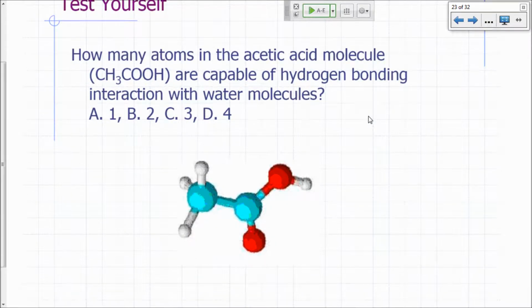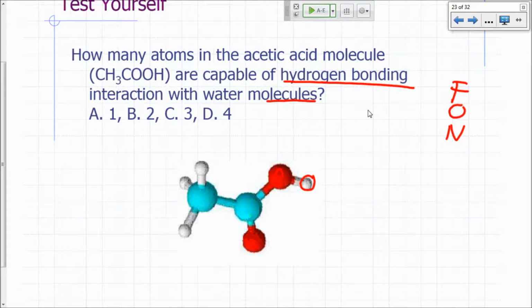Let's look at this question right here. How many atoms in the acetic acid molecules shown here are capable of hydrogen bonding interaction with water molecules? If there was a water molecule nearby, what type of atom is capable of hydrogen bonding interaction? A hydrogen that's attached to fluorine, oxygen, or nitrogen. Do you have any hydrogens here that's attached to fluorine, oxygen, or nitrogen? Which one? This one, right?